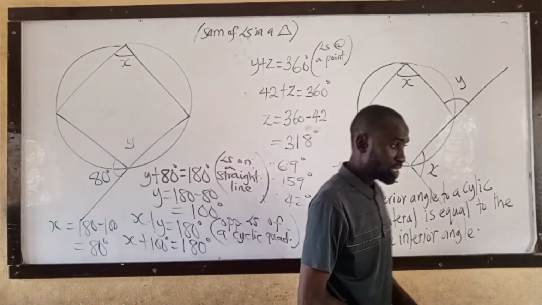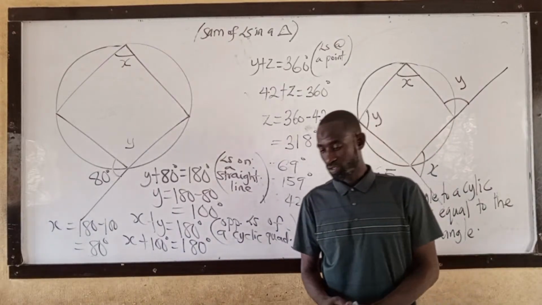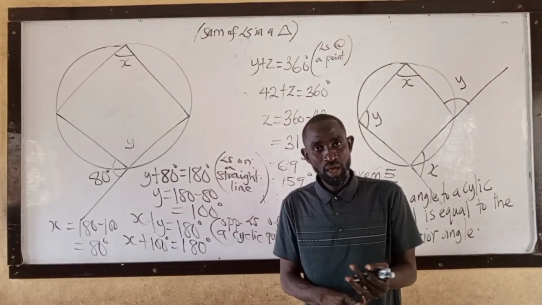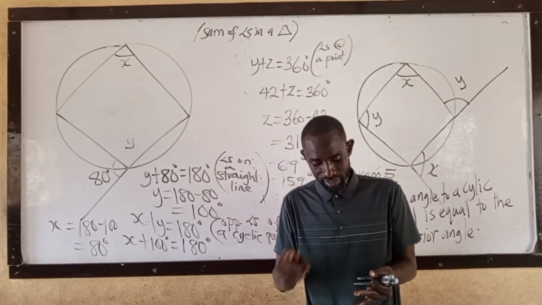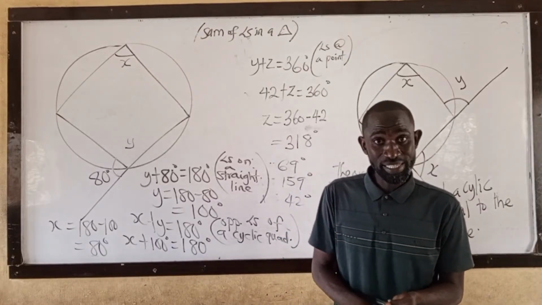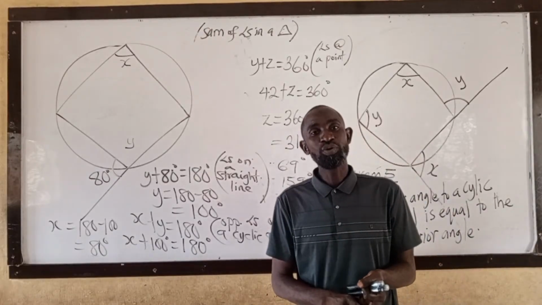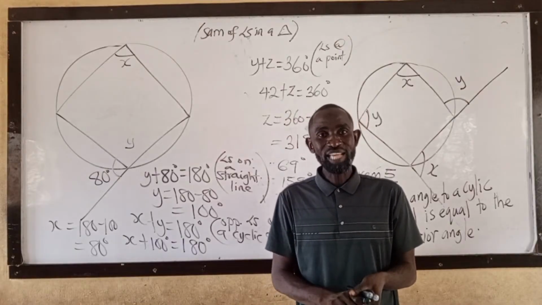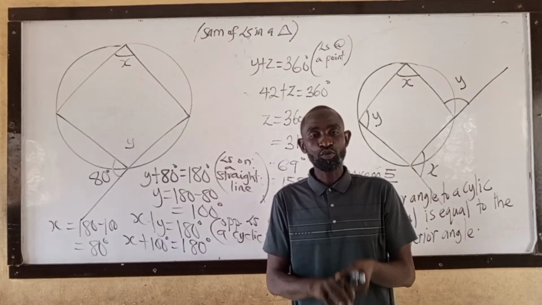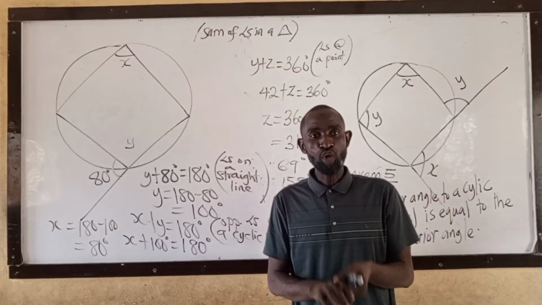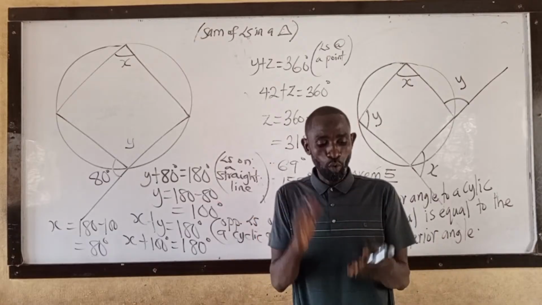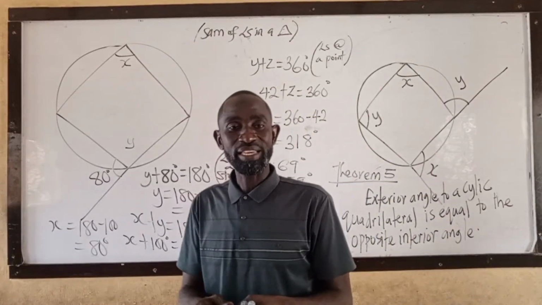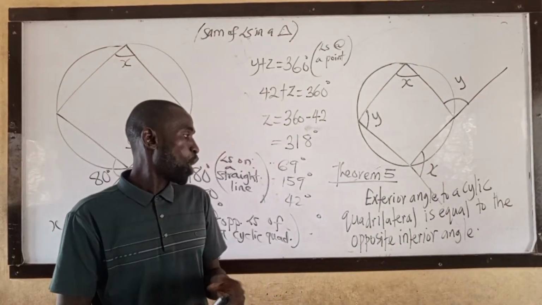So I hope you enjoyed this class. Those are the five theorems. The first one: angle at the center is twice the angle at the circumference. Second: angles in the same segment are equal. Third: the angle in a semicircle is 90 degrees. The fourth: the opposite angles of a cyclic quadrilateral are supplementary, meaning they add up to 180 degrees.